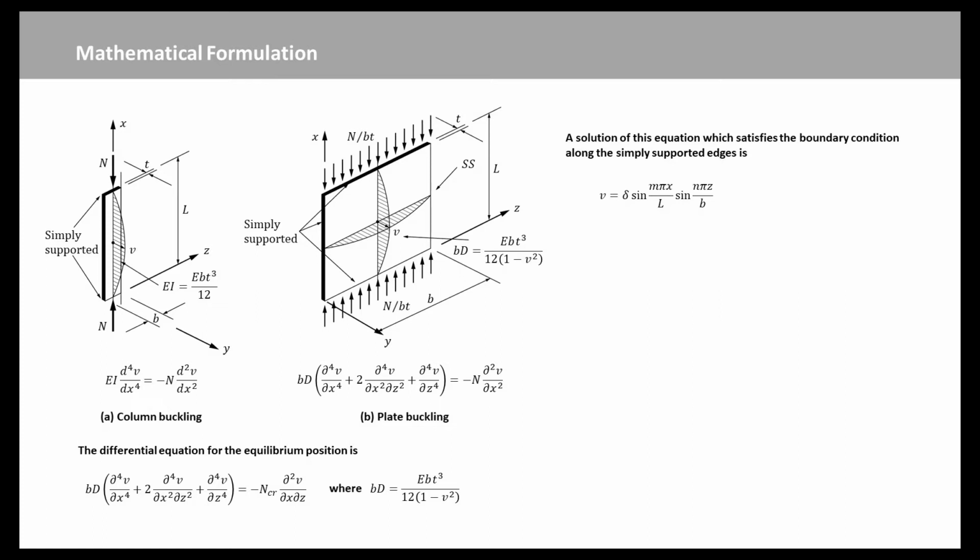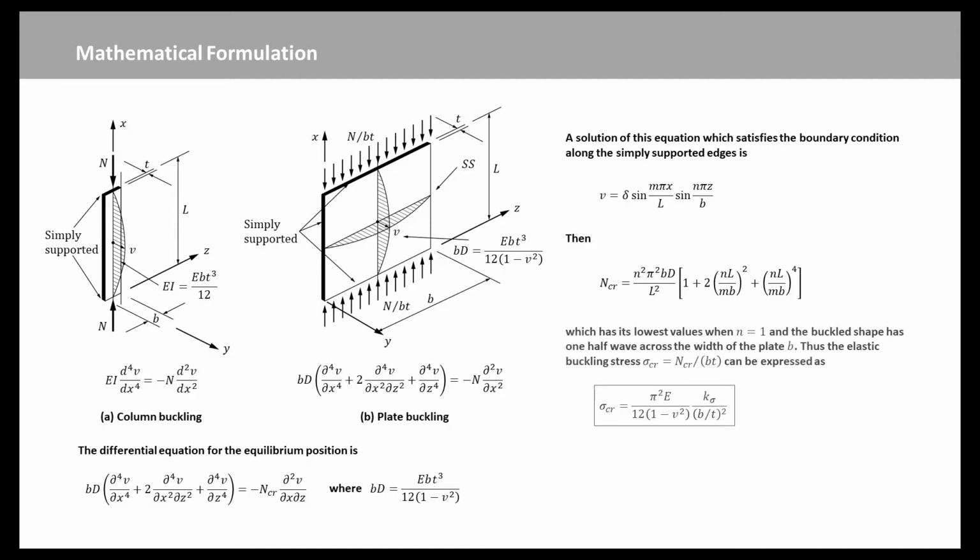When this is substituted into the differential equilibrium equation, an expression for the elastic buckling load NCR is obtained as this equation, which has its lowest values when n equals 1 and the buckled shape has one half wave across the width of the plate B. Thus, the elastic buckling stress sigma CR can be expressed as this equation, in which the buckling coefficient K sigma is given by this equation.